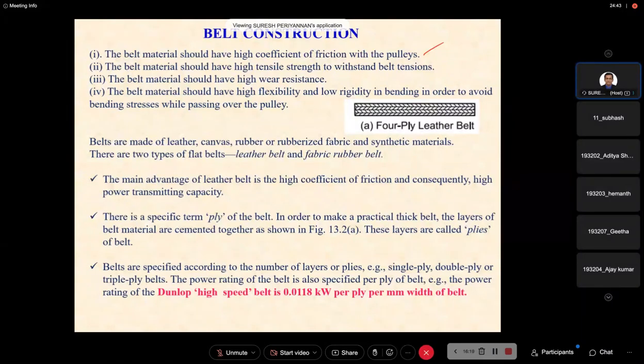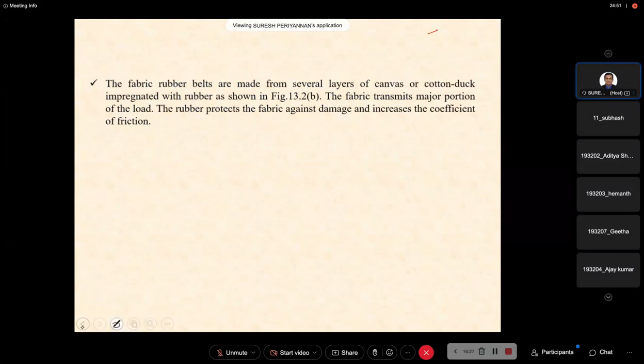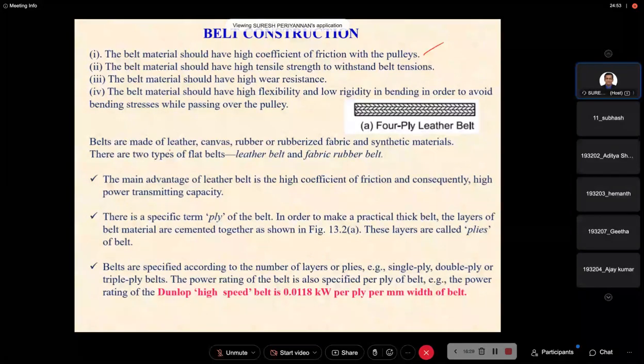Now, mostly belts are made of leather, canvas, rubber, and rubberized fabric. These are the materials we are using, and also synthetic material for preparing the belt. There are two types of belt: one is the leather belt, only leather. The other one is the fabric plus rubber belt. One by one we will see that.